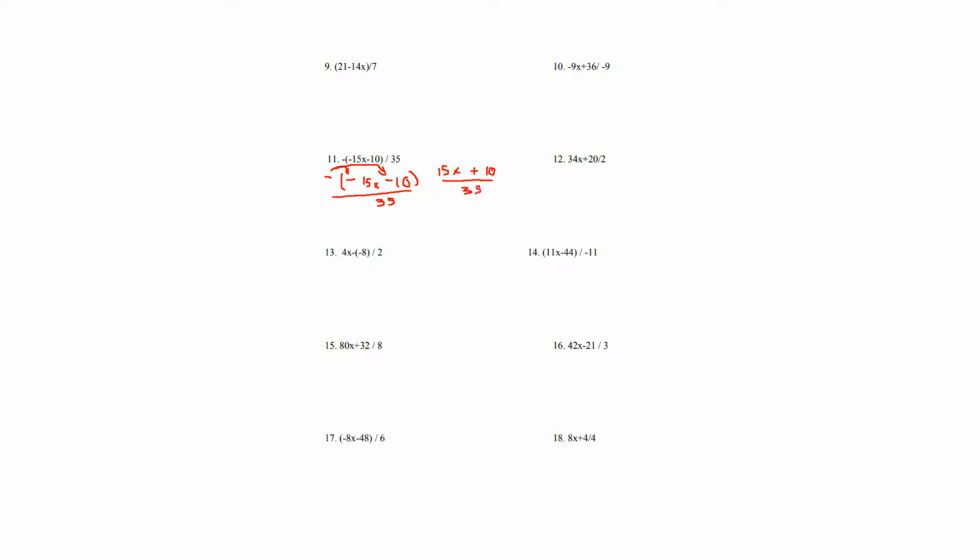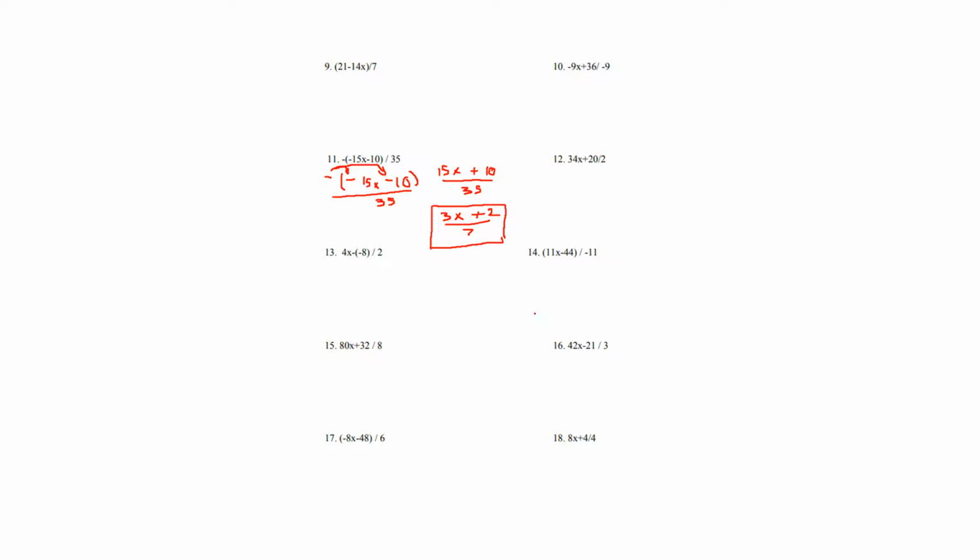And from here, we could simplify this even further because these are all factors of 5, which means if you divide this by 5, then it's just 3x plus 2 divided by 7. You're just basically taking out a 5 from here. So our simplified answer is 3x plus 2 all over 7.